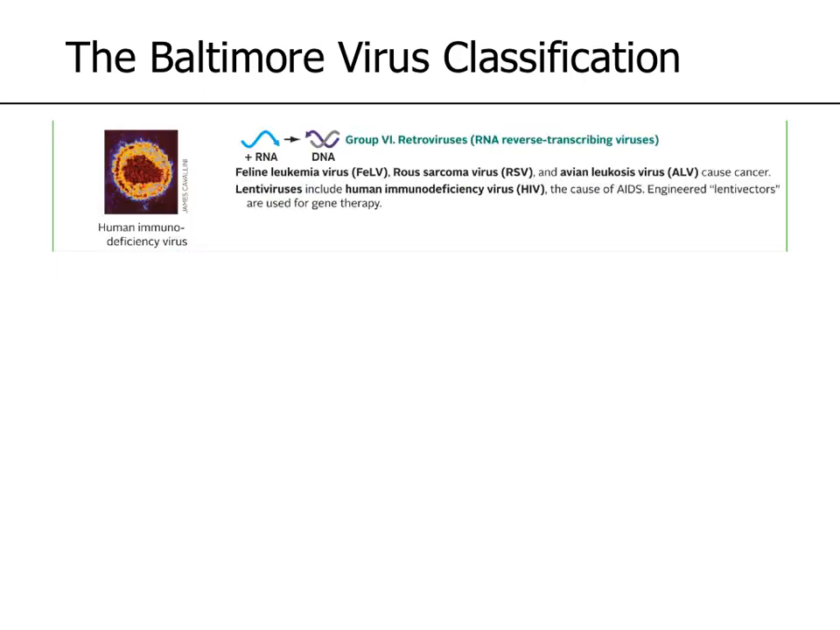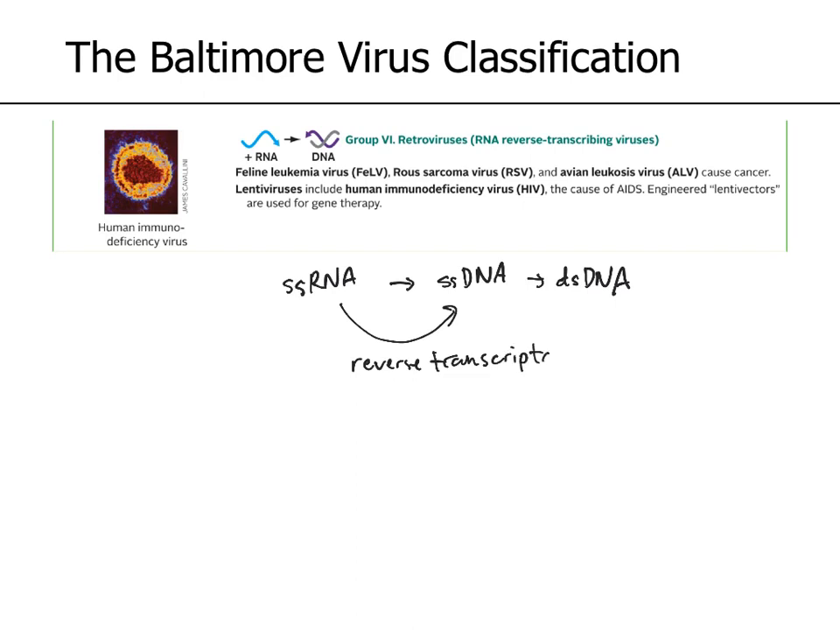All right, so now we have retroviruses. These are typically single-stranded RNA, but it goes through a single-stranded DNA intermediate before it gets to double-stranded DNA. In order to go from RNA to DNA, it uses a reverse transcriptase. I'll often call this RT. So the reverse transcriptase can actually do both of these steps.